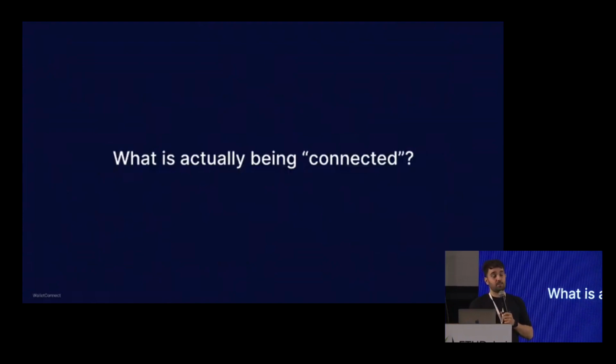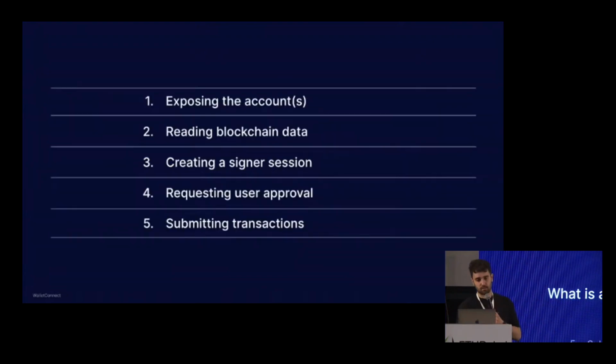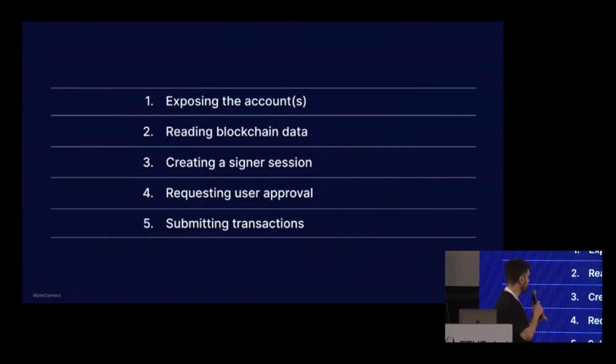So what does it actually mean to be connected? Because we talked about how we authenticate ourselves, we connect, we sign some messages, but what is actually involved in that process that makes up the experience WalletConnect has built on top? The first thing that you do is expose the accounts. So that's the account address that you see. And then the application is able to read some blockchain data.